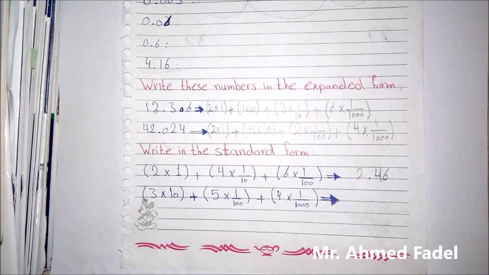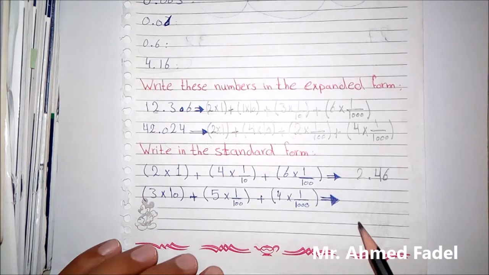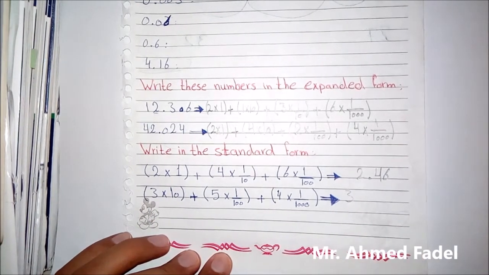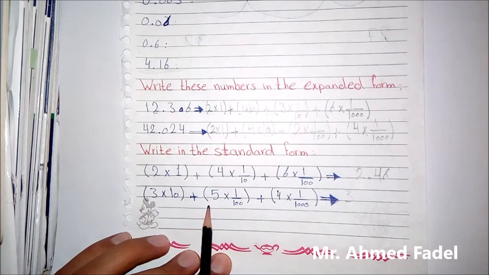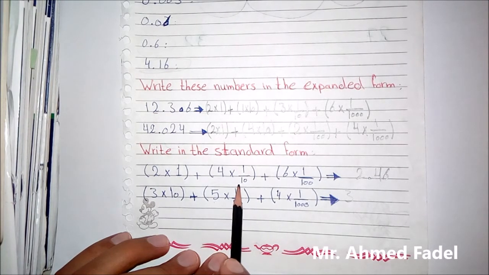The second question here, and Mr. Ahmed chose Hassan Khalid to answer the question. Hassan Khalid said 3 times 10. This means that 3 is in the tens place. So he put the 3 in the tens place. And after that, he found that it's 5 times 1 over 100, means that 5 is in the hundredths place. He got a little bit confused over here. Then who helped him? He had Omar Yasser helping him.